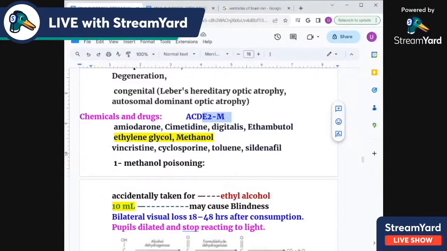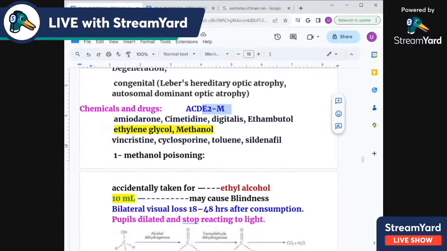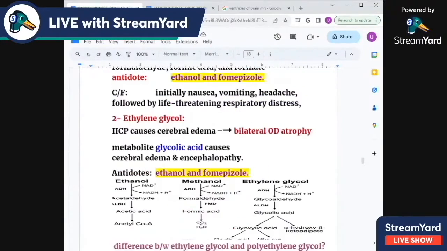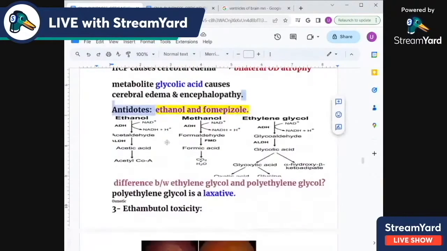So let's discuss methanol. We already discussed its toxic metabolites are formic acid and formaldehyde, and it causes bilateral blindness. Whereas ethylene glycol is used as an antifreeze and causes cerebral edema with bilateral visual loss acutely. Its toxic metabolite is glycolic acid, and the treatment is the same as that of methanol, that is ethanol and fomepizole.